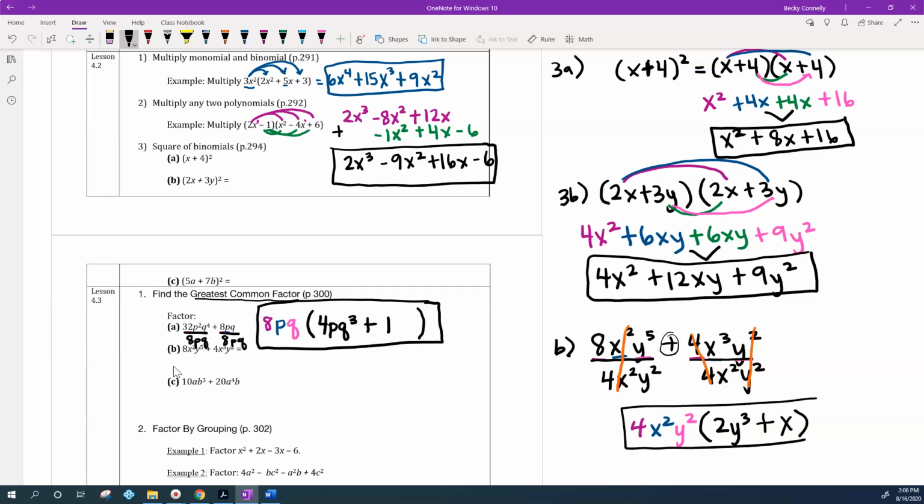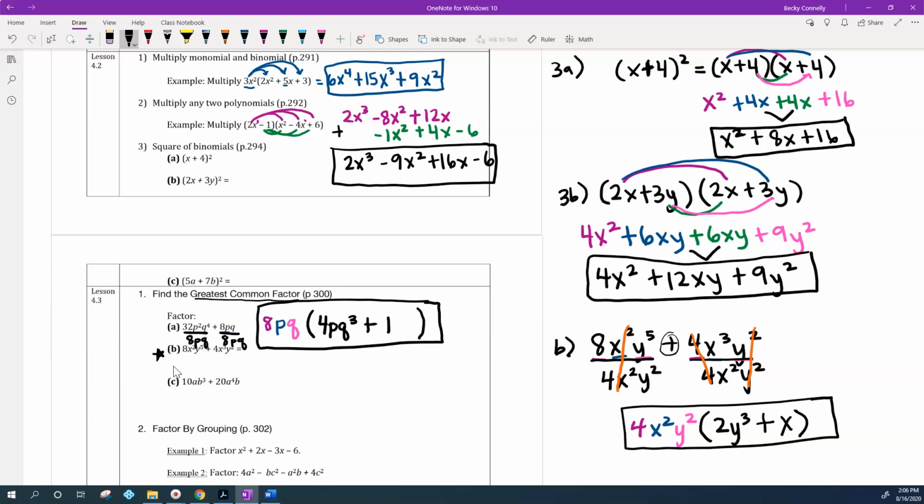All right, all of it together. So 4x squared y squared times (2y cubed plus x). And again, if I distribute that 4x squared y squared through the parentheses, I should come up with what my original question was to start off with. Okay. And again, I'm going to skip part C. It's pretty similar to what we just did on the other two, so I'll leave that one for you to work through on your own.